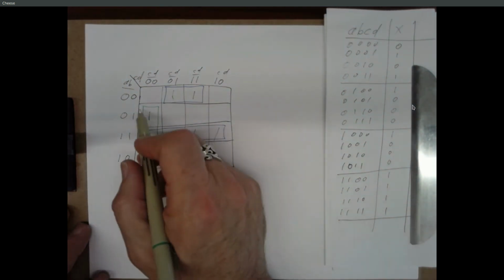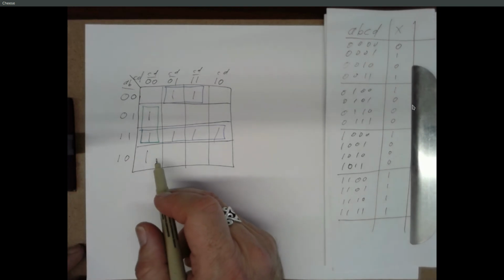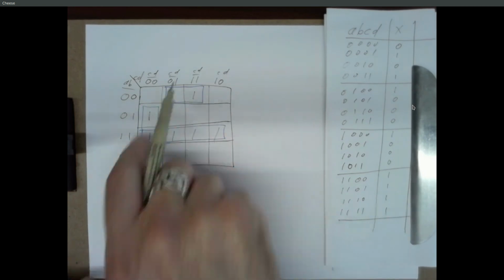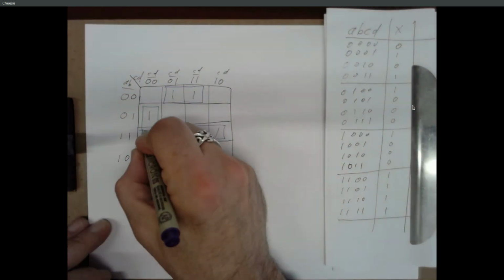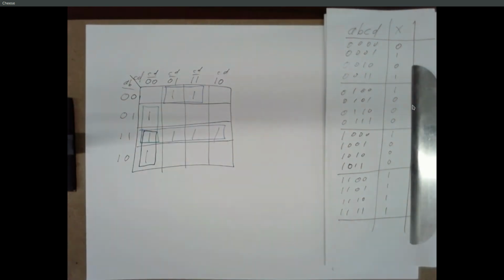I could try to make a rectangle to cover all 3, but my rectangles can't have a height of 3. It's got to be 1, 2, or 4. And if I did all 4, I'd be covering a 0. So the best I can do is to cover 2 of those. And I can make another rectangle to cover these. So that's a good covering of the ones. And we'll pin down the precise rules for doing this.